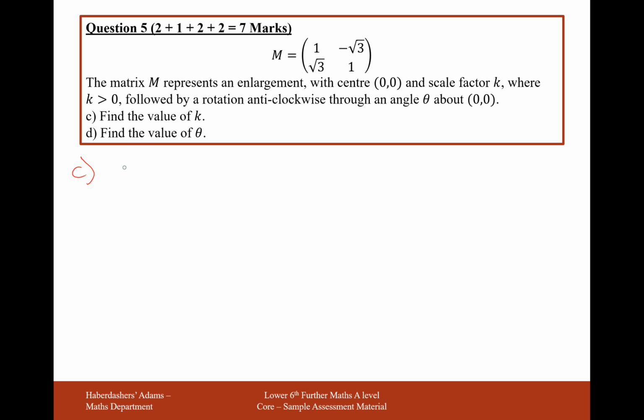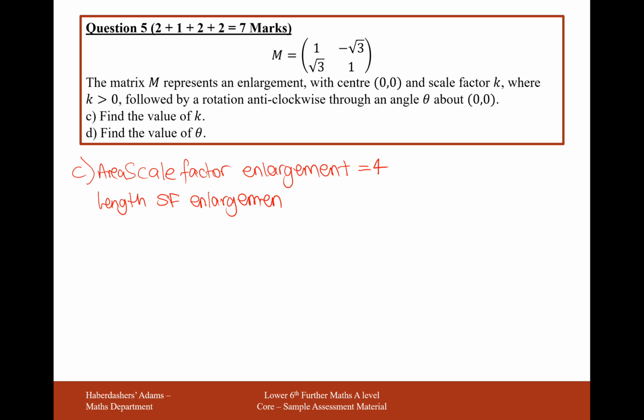If the area scale factor enlargement equals 4, then the length scale factor enlargement is the square root of 4, which is equal to 2. So the value of k is equal to 2.